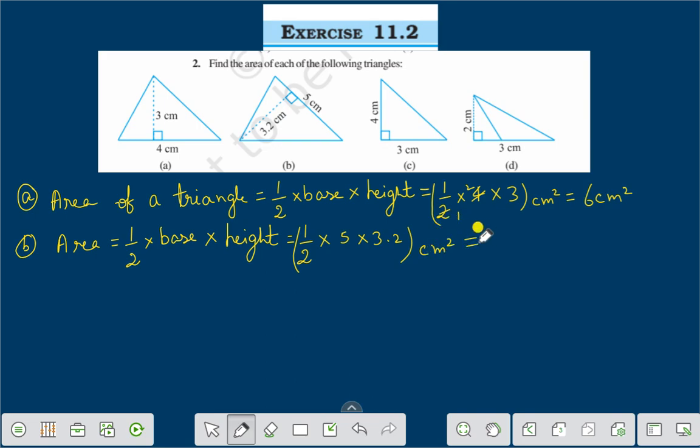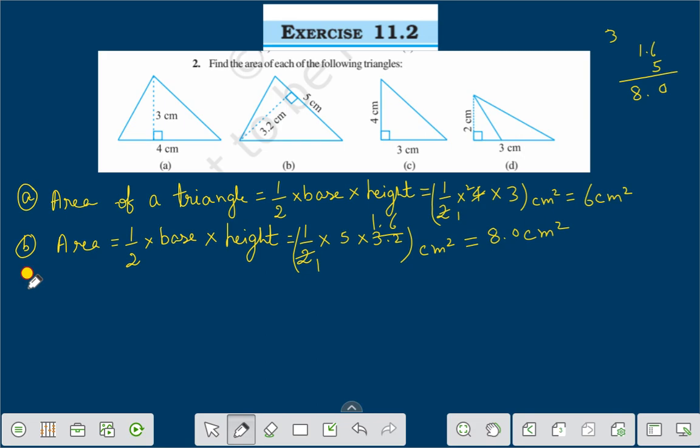If we cut this value with 2, 2 ones are 2 and 2 sixes are 12, that is 1.6. If we multiply 1.6 with 5, then 5 sixes are 30, we write 0 and carry 3, and 5 plus 3 is 8, so it is equal to 8.0 centimeter square. This is the area of figure B.